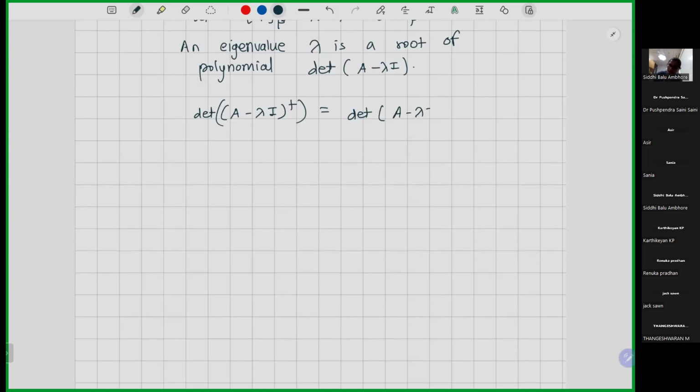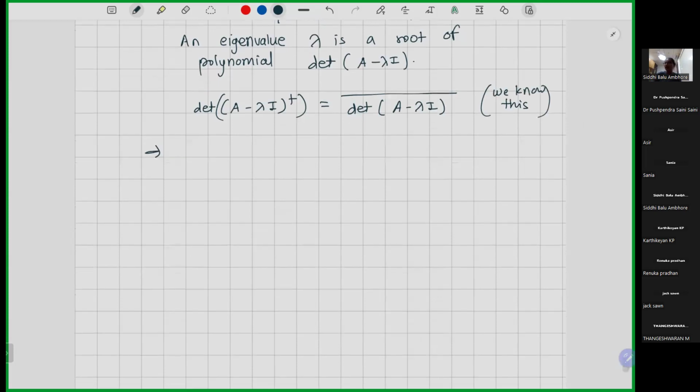So it is equal to the determinant of A minus lambda I conjugate. This is what we did in the last lecture. We know this. Let me just write that. We know this, and we proved this last time, in fact.